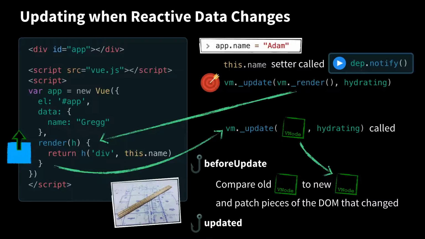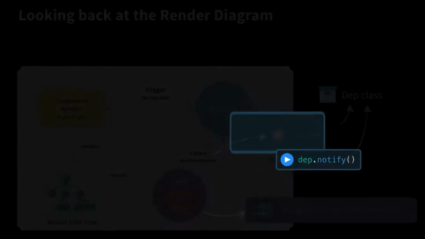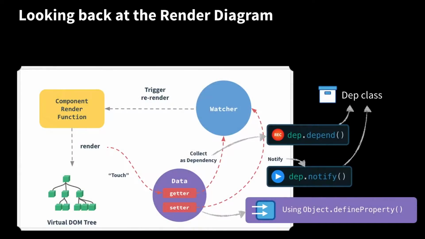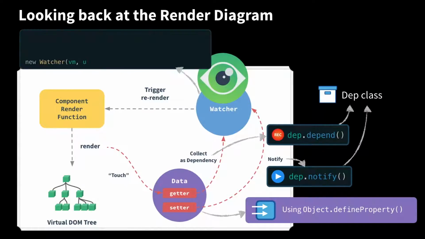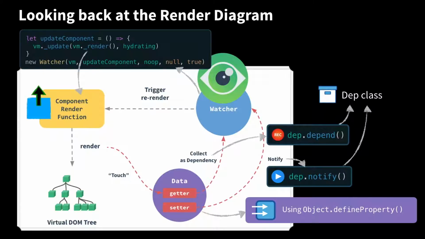Jumping back into our render diagram, you can see where we collect dependencies and we notify of changes, but also there's our watcher. And remember the code we just saw, our watcher was created with this piece of code, and our update component anonymous method is what calls our render function. It's this render function which returns a virtual node, and here in the diagram it says virtual DOM tree, because that one node can have many child nodes.